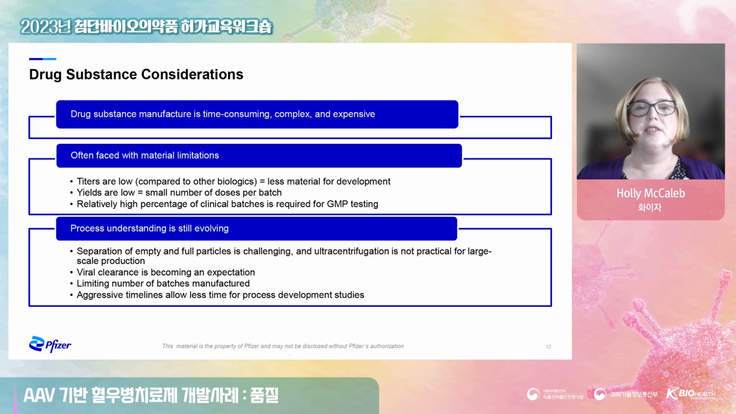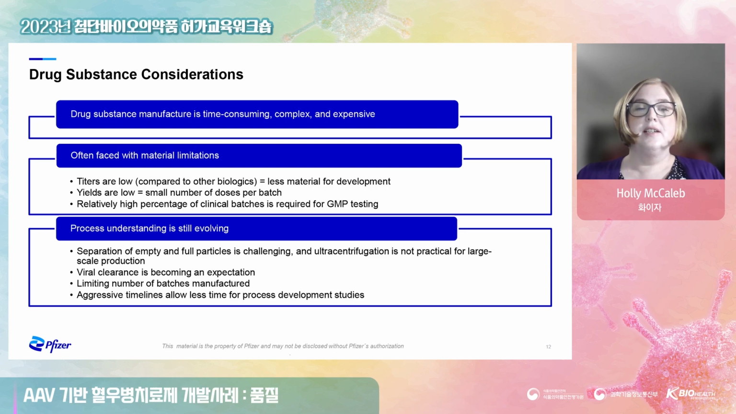Key considerations for drug substance manufacturing include, first, that drug substance manufacture is time-consuming, complex, and expensive. Second, teams are often faced with material limitations due to low titers, low yields, and a relatively high percentage of the batch going to GMP testing.